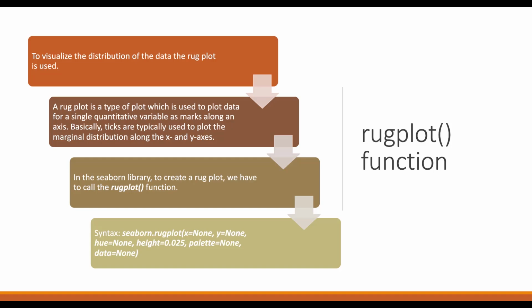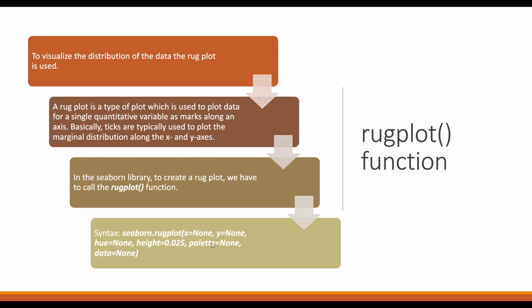So in the Seaborn library, to create a rug plot, we call the rugplot function, and the syntax of the function is seaborn.rugplot, and in parentheses we pass different parameters. I will explain these parameters. The first two parameters are x and y. These are the data points that define the x and y axis location.